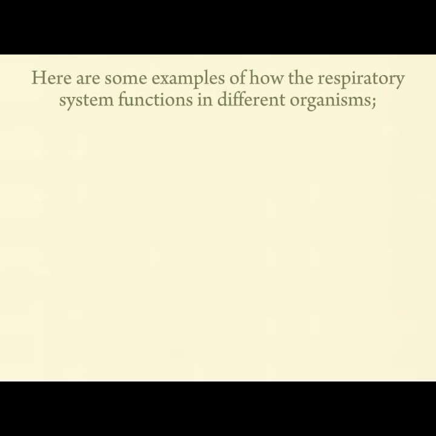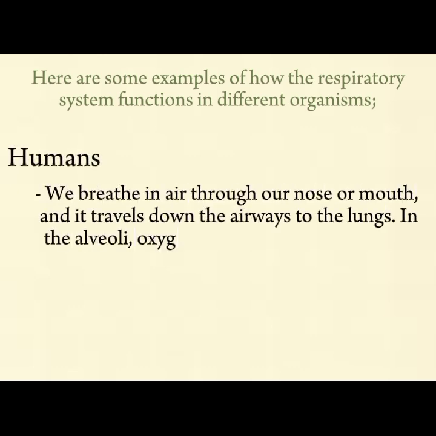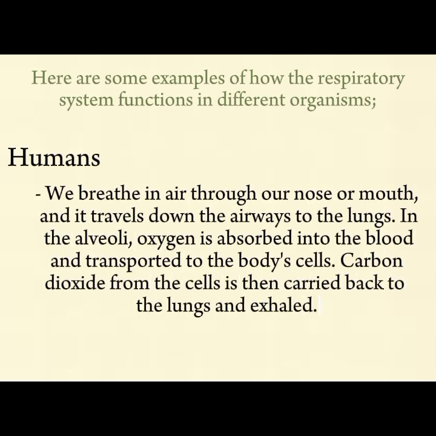Examples of how the respiratory system functions in different organisms. For example, humans. We breathe in air through our nose or mouth and it travels down the airways to the lungs. In the alveoli, oxygen is absorbed into the blood and transported to the body cells. Carbon dioxide from the cells is then carried back to the lungs and exhaled.